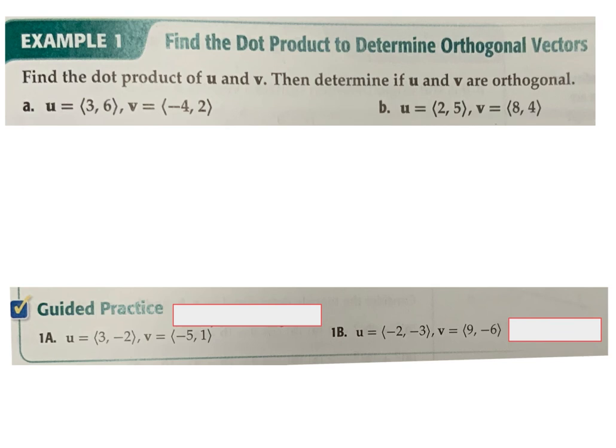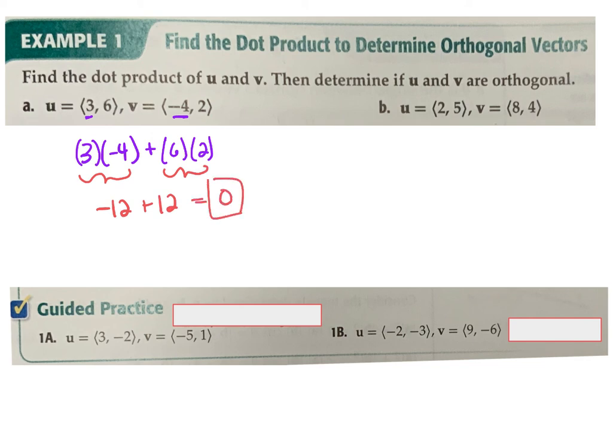So the first one, they want the dot product. Well, the dot product is going to be my 3 times my negative 4 plus my 6 times my 2. What is 3 times negative 4? Negative 12. 6 times 2, 12. My dot product is going to be 0. And yes, they are orthogonal. All right. Easy. Let's look at the next one.